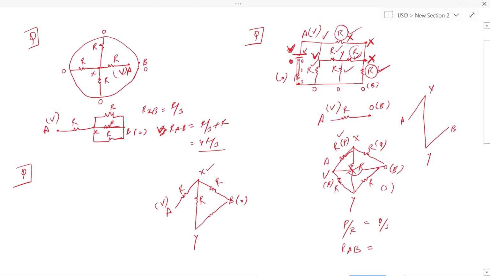X, Y, this resistance. Okay. Now Y and A point, R. So this is also done. So four are done. Now Y and 0, this one. So this is Y and B. This is also included. Now there is one between A and B. This is V and 0. So between A and B, like this is R.